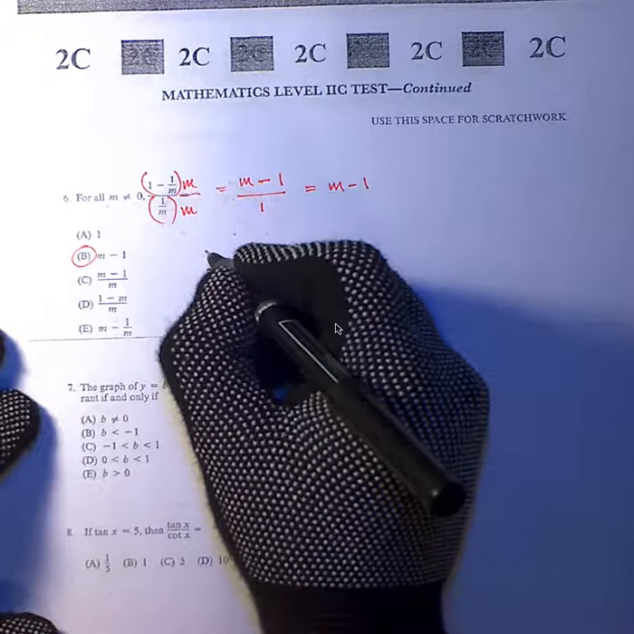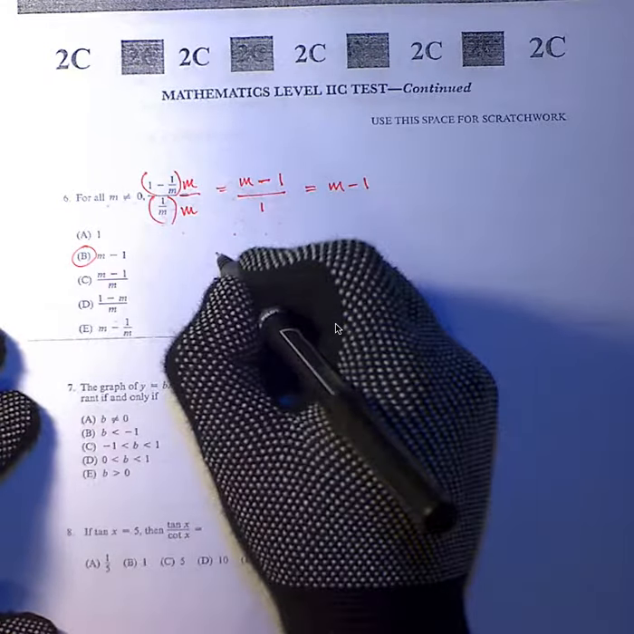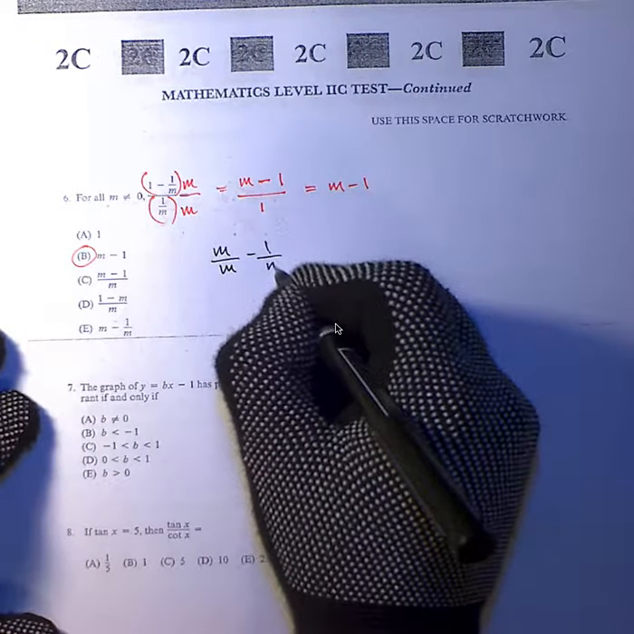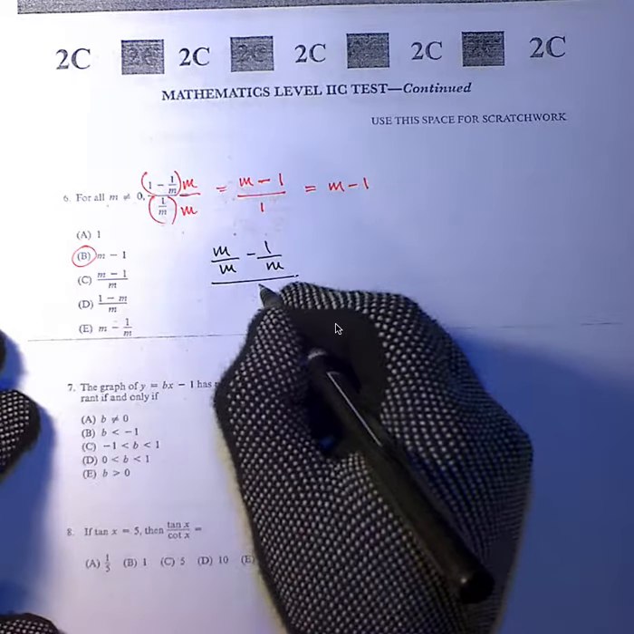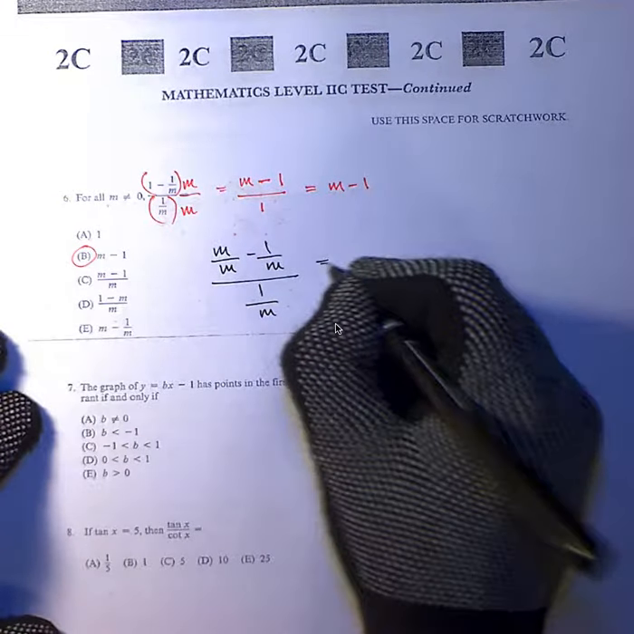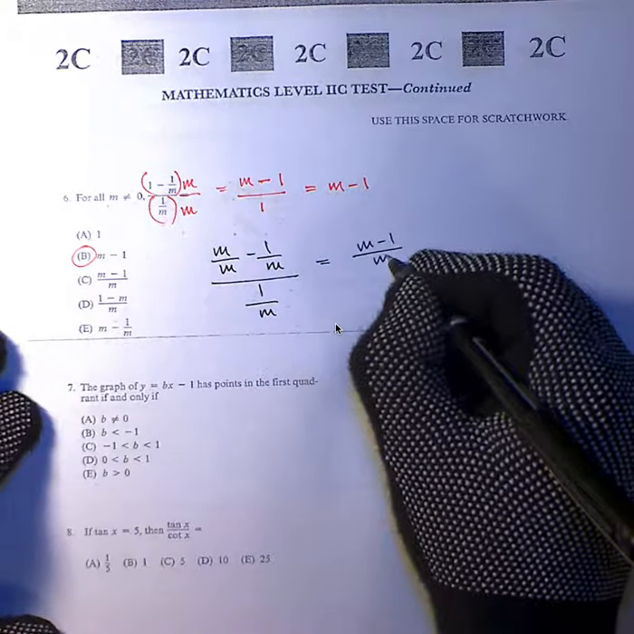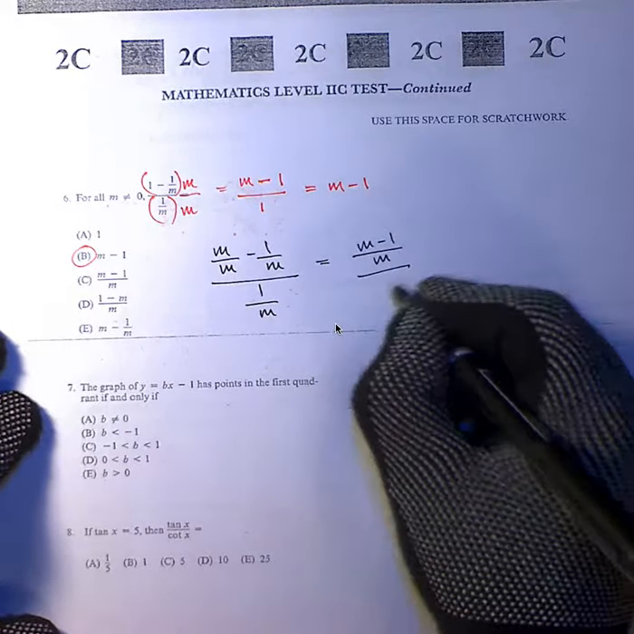So here's what I'm saying. 1 minus 1 over m can be written as m over m minus 1 over m. And so you'll have this over 1 over m. And now this here is m minus 1 over m. And so you have that divided by 1 over m.